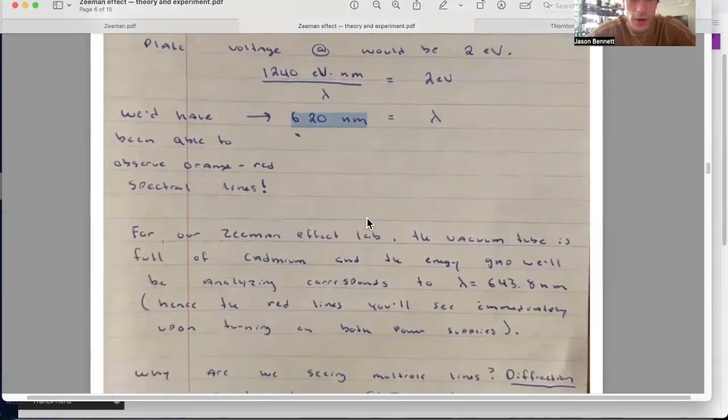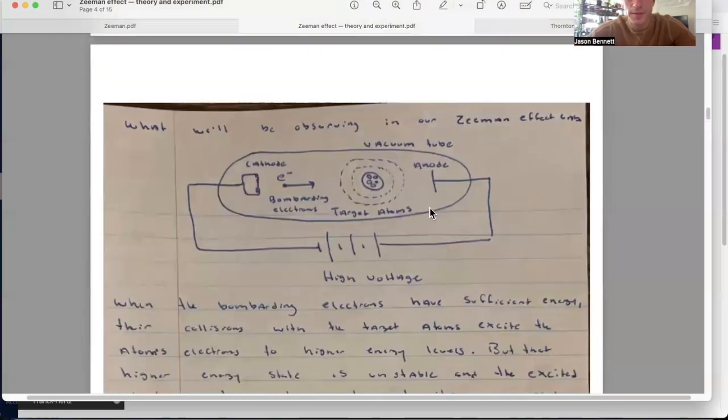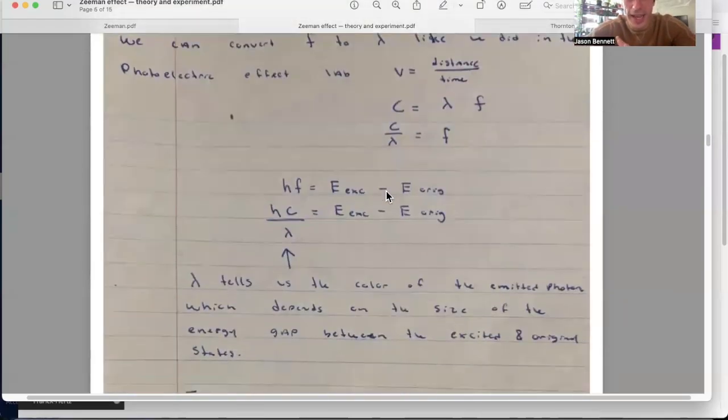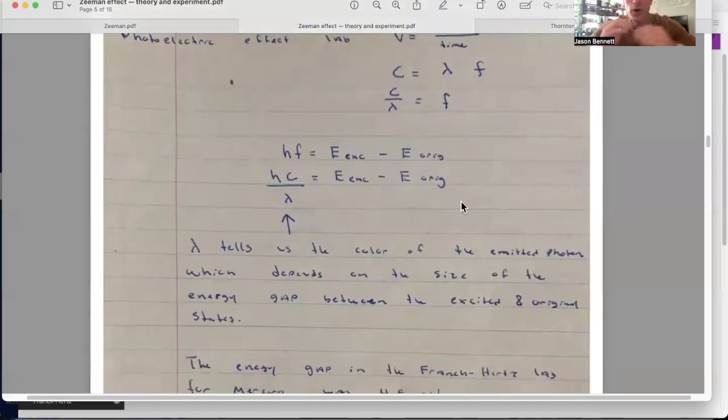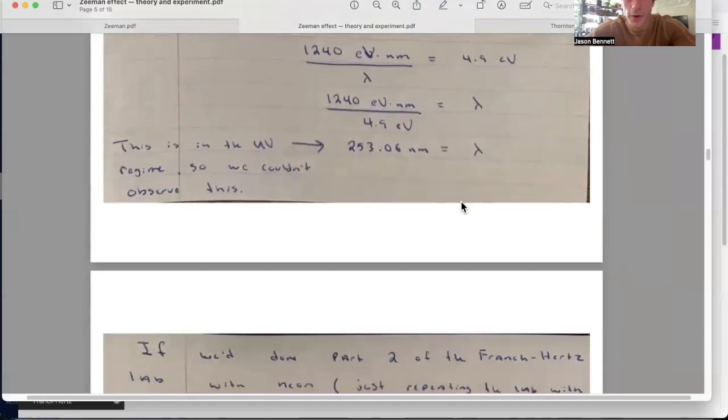Okay. So in our situation, identical setup. There's no extra thing over here. There's no grid creating that decelerating voltage. We're just looking at a situation where we're trying to view the emitted photons.